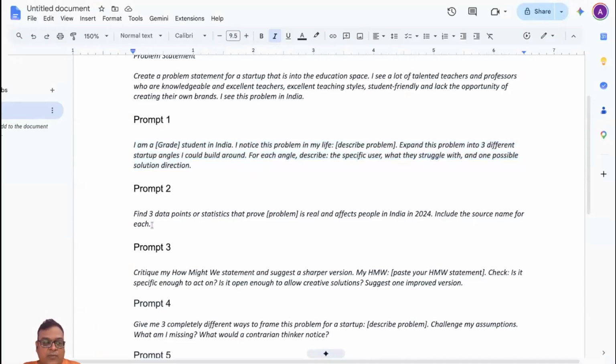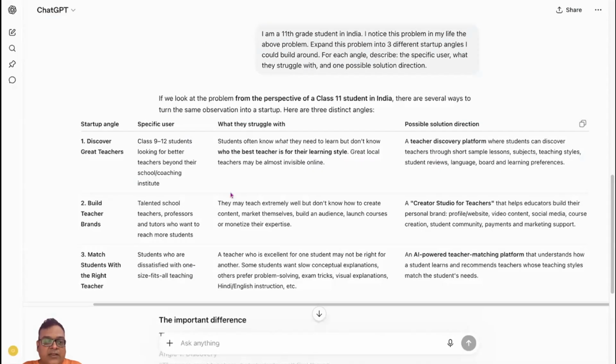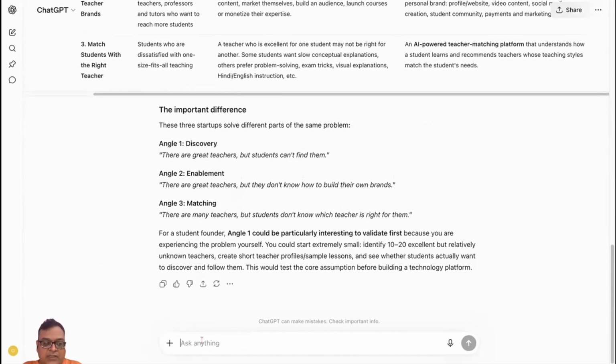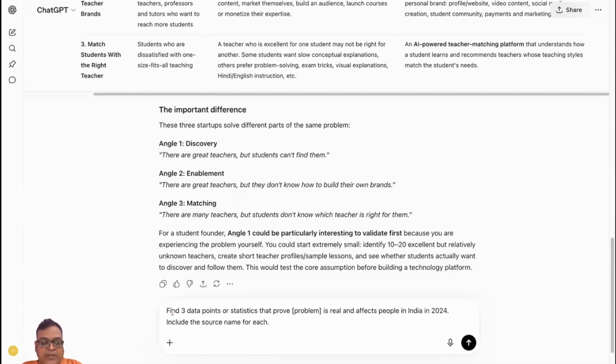What I'll do now is I will just choose prompt number 2 and I'll go back to my ChatGPT. Let me paste it here and let me read it again. So find 3 data points or statistics that prove that the above problem is real and it affects people in India in 2026. Include the source name for each. Wonderful. Okay, so this is what it is.